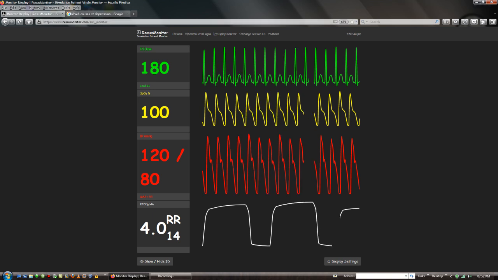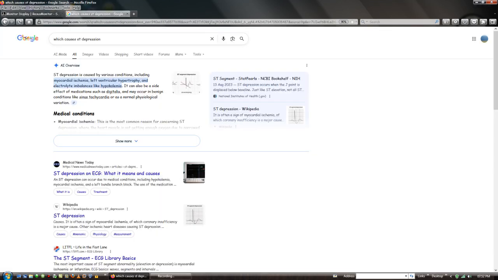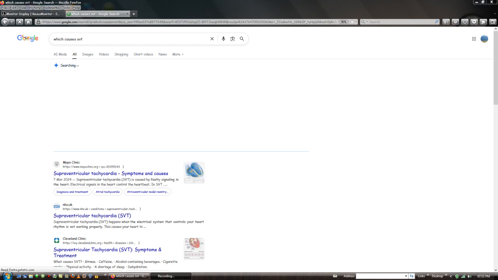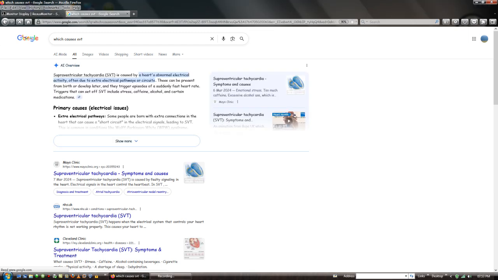And I'll search what SVT is. SVT is caused by abnormal heart activity due to an extra electrical pathway or circuit. This can be present from birth or develop later, causing a suddenly fast heart rate. Episodes can also be triggered by stress, caffeine, alcohol, certain medications, etc.